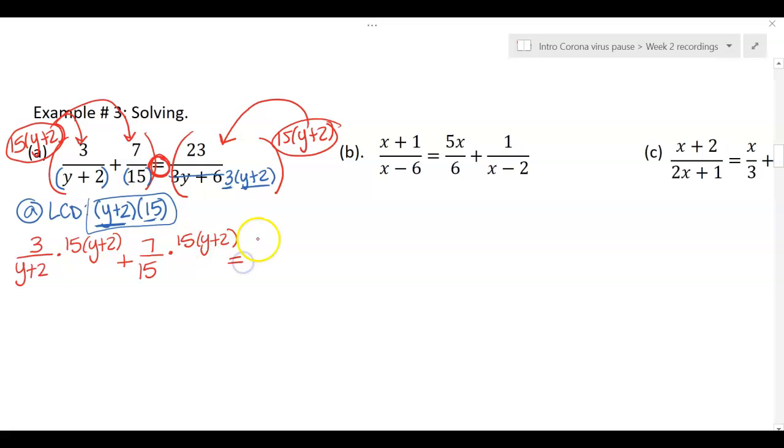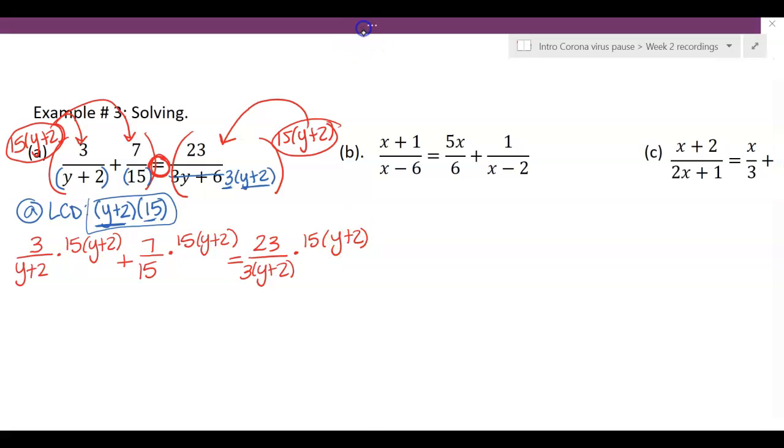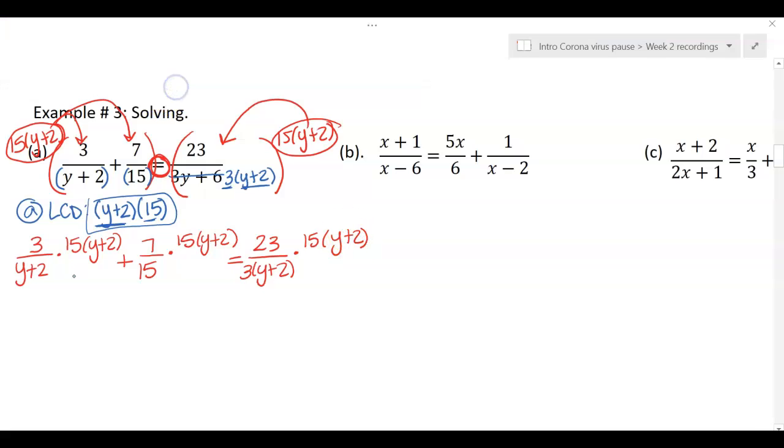On the other side of the equation, I had a 23 over 3 times y plus 2. That's now being multiplied by 15 times y plus 2. So the reason that this is helpful, and if you have to, these are all over 1, if that helps you picture it a little bit. Now we can look at the multiplication problems we've created, and like we did in the simplifying lesson, we can simplify any common factors from the numerator and the denominator.